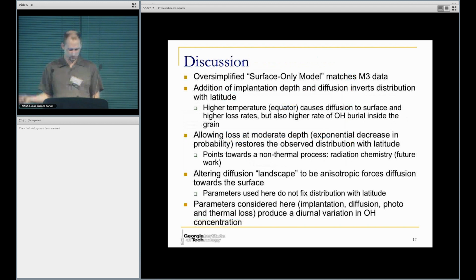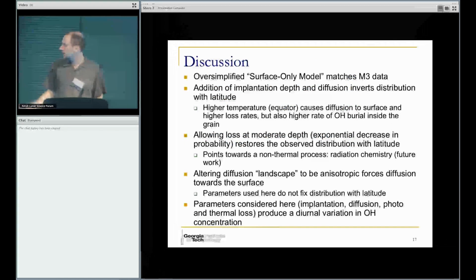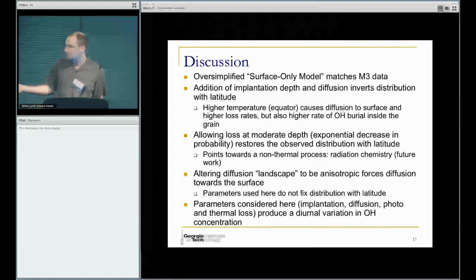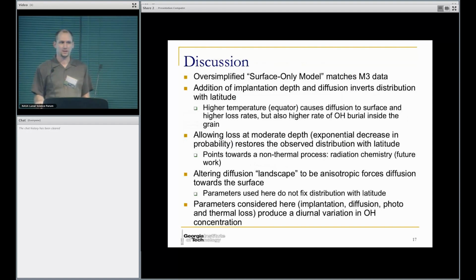What does it look like with the integrations? This starts at dawn, right here on the left. And so in the morning, it builds up a little bit until the temperature reaches the point where the diffusion and the recombinative desorption dominate over the implantation rate. And then we lose concentration throughout the day until in the afternoon the temperature drops enough that the implantation rate starts dominating over the loss rates again.